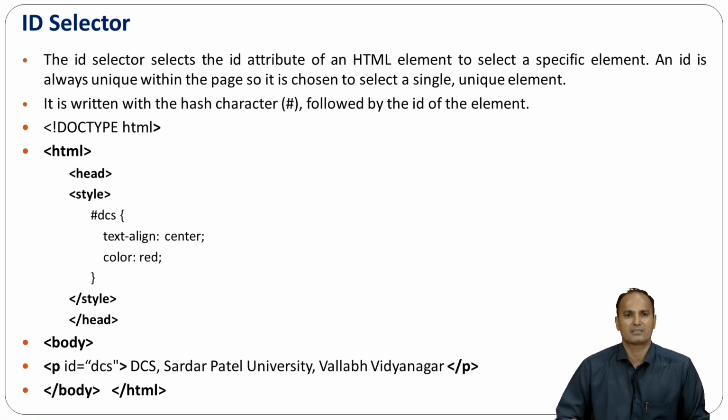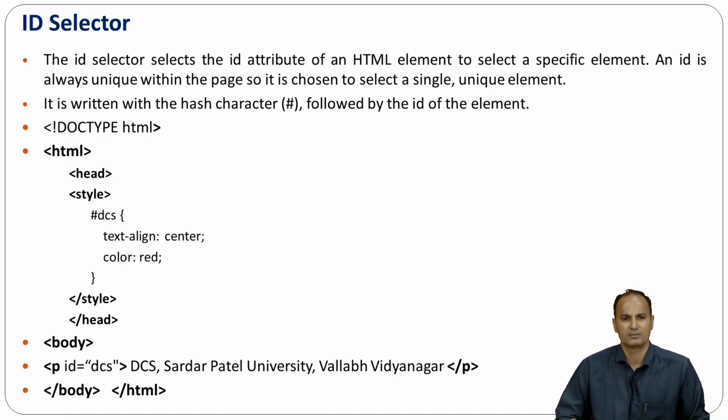An ID is always unique within the page, so it is chosen to select a single unique element. There will not be two IDs with a common name. It is written with the hash character. So to identify that it is an ID, we use the hash sign before the element's ID, followed by the ID of the element.